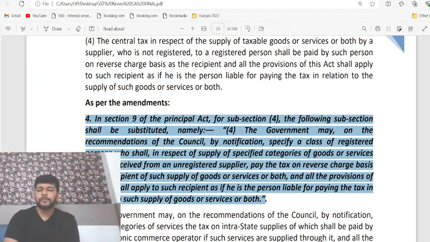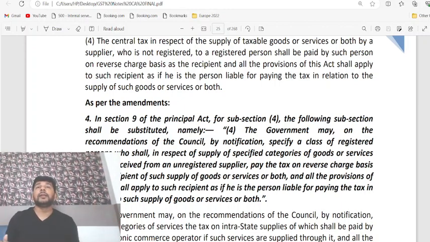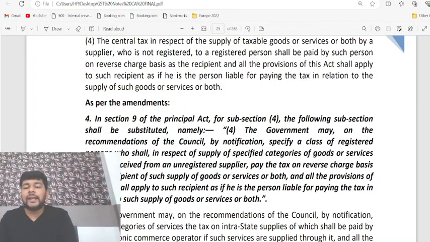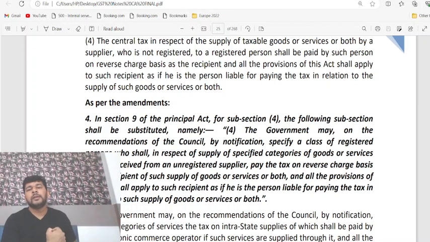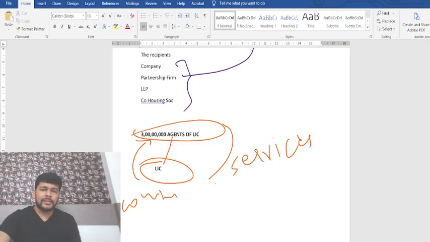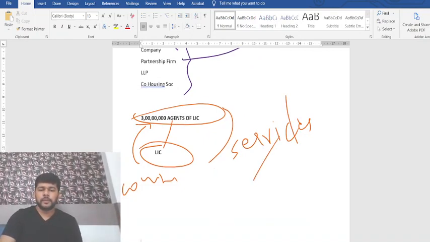Now, what did they do? The government may specify by notification a class of registered persons, whereas earlier it was all registered persons. Now the notification will decide what type of registered recipients, if they are receiving any taxable supply of goods or services from an unregistered supplier, only in a specific scenario will be liable to pay the GST under reverse charge mechanism. So let me just give you a short heads up as regards how these provisions really changed from the earlier times.